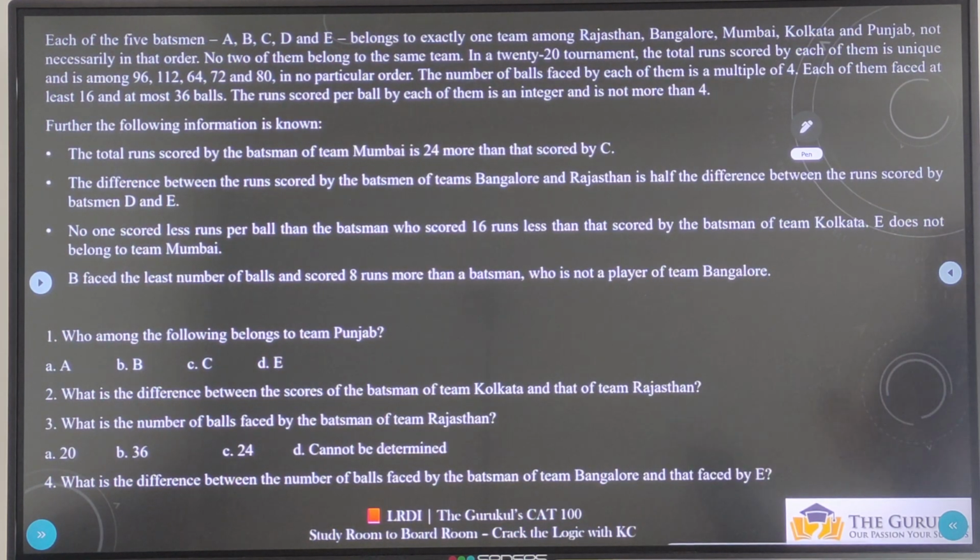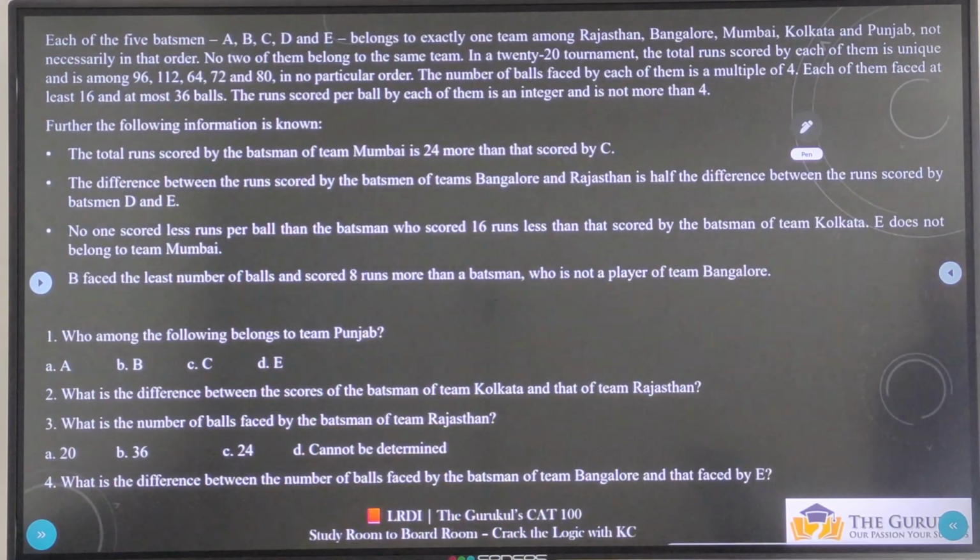Okay, let's see what did they give us. Each of the 5 batsmen A, B, C, D, E belong to exactly one team among Rajasthan, Bangalore, Mumbai, Calcutta, Punjab, not necessarily in the order. No 2 of them belong to the same team. So 5 people, 5 different teams.